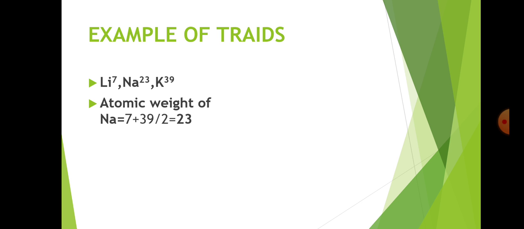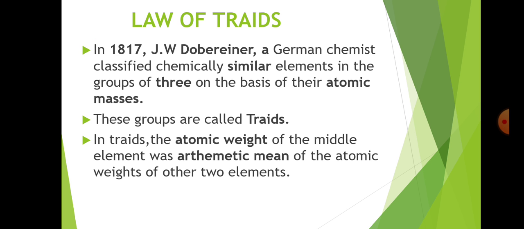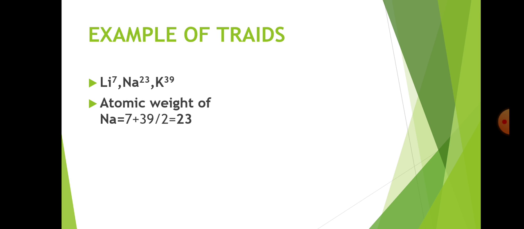For example, the atomic weight of sodium is 23. How can we find this? We take the terminal elements, lithium and potassium. The atomic mass of lithium is 7 and potassium is 39. When we add these two and divide by 2, we calculate the value 23. So 23 is the middle value. So in triads, the atomic weight of the middle element was the arithmetic mean of the atomic weights of the other 2 elements, meaning sodium in the middle is the mean of lithium and potassium.